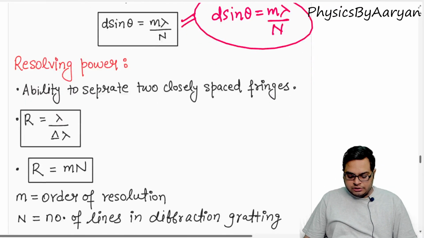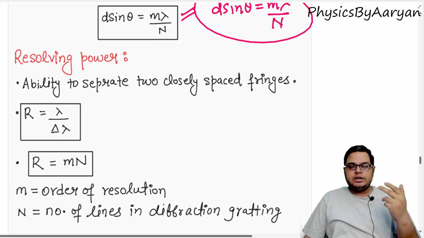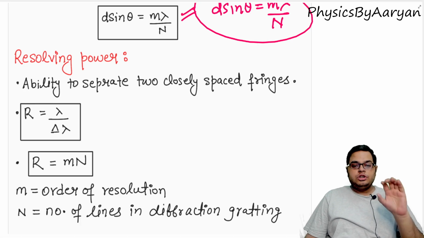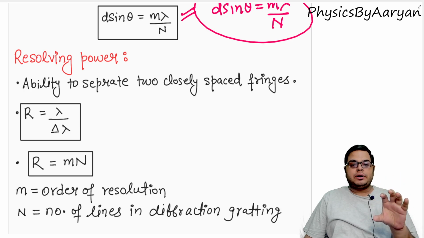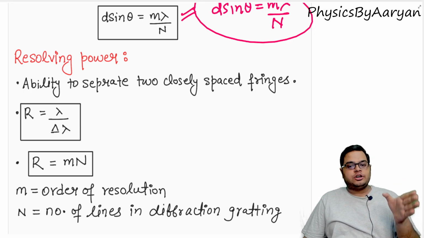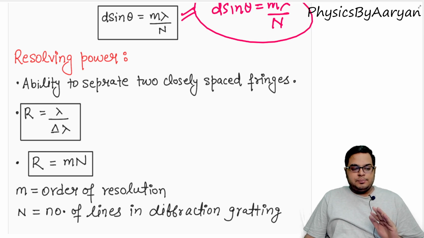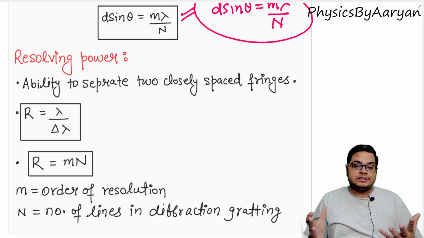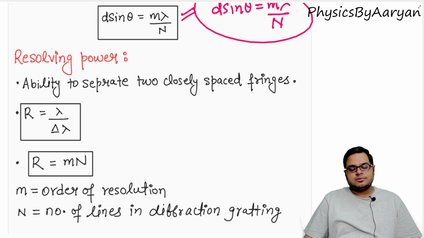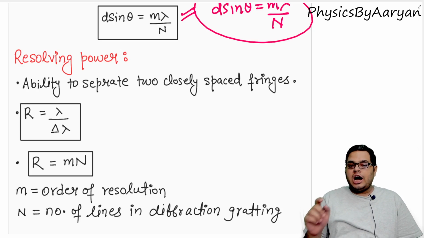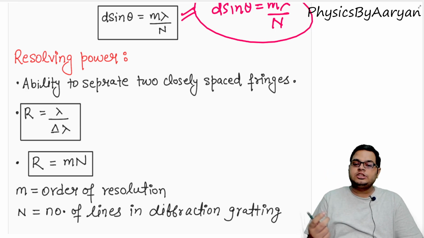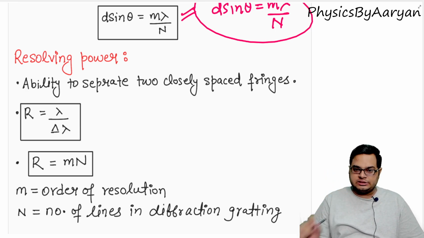Now comes the next point, which is resolving power. What do I have to do for the resolving power? Resolving power is the ability to separate two closely spaced fringes. So now I am bringing you from the topic of diffraction to resolving power, because the purpose of this diffraction grating was to resolve the light. So now we have to understand that. Resolving power means how much you can separate two very closely spaced fringes or two very closely spaced objects.